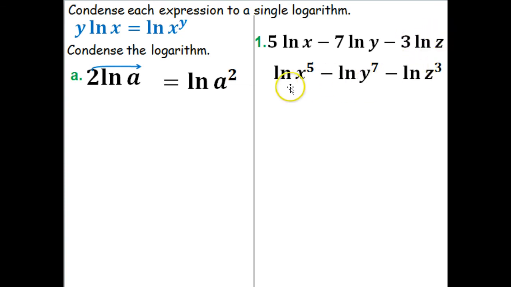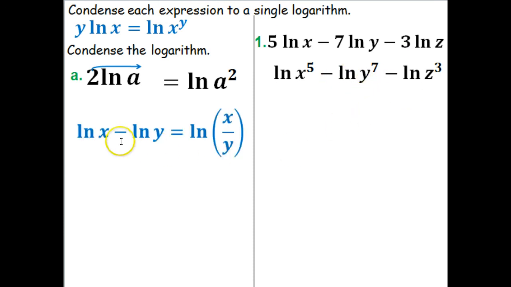Okay, well now I've got these all have the same base and it's subtraction here. So let's look at the rules here. If it's subtraction, assuming they all have the same base, and they do, the base on these is e, the number e. So I've got it's subtraction, same base. Now what I'm going to do is divide here. This is x divided by y.